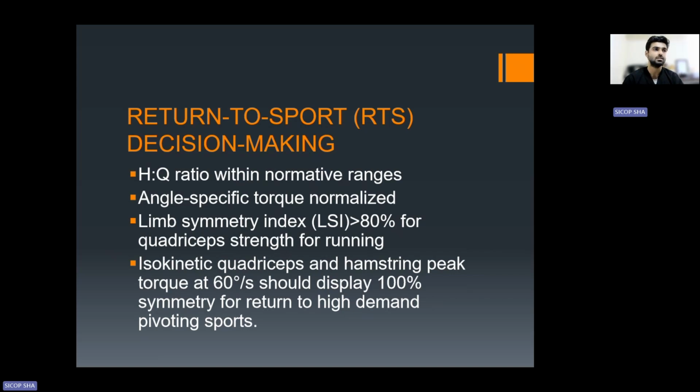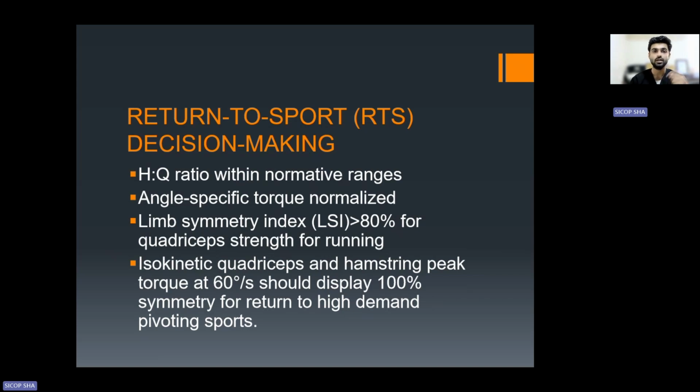Now, there are many conflicts regarding the HQ ratio. What should be the HQ ratio for the return to sports? Some studies say it should be 2:1. The recent study shows that for return to sports, the hamstring to quadriceps ratio should be 1:1. So there are varying studies which suggest the hamstring to quadriceps ratio can be 2:1 to 1:1.